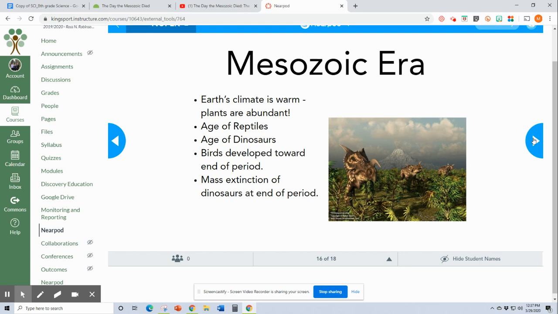The next era is the Mesozoic. The Earth's climate is warm. We have plants that are abundant. This is where you would have had what we call the age of the reptiles. This is your dinosaurs. Again, you have the mass extinction of the dinosaurs at the end of this particular period.